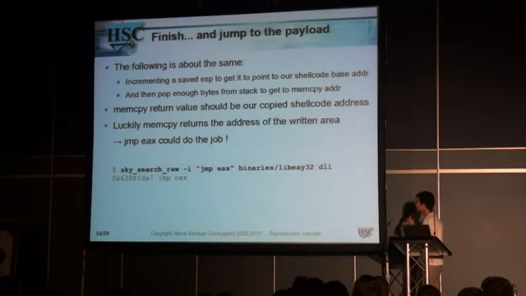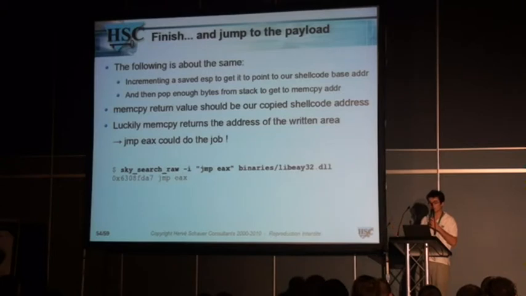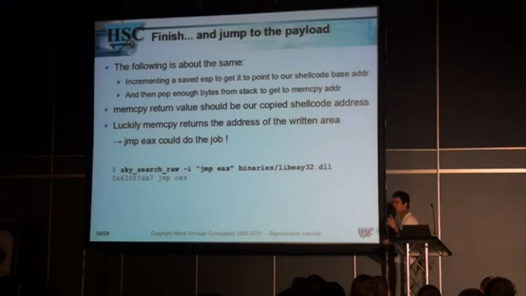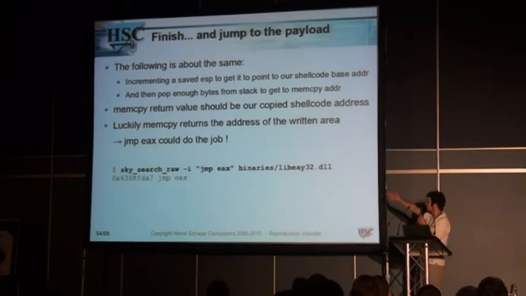Okay, so we are almost done. We have incremented ESP to get it to point to our shellcode base address. And then we pop enough bytes from the stack to get to the memcopy address. The memcopy return value should be our copied shellcode address. And luckily, as if it were designed for ROP building, memcopy returns the address of the written area. So you just need to jump to EAX after you've executed memcopy, and you will jump to your shellcode.